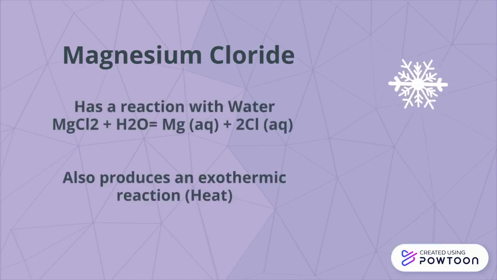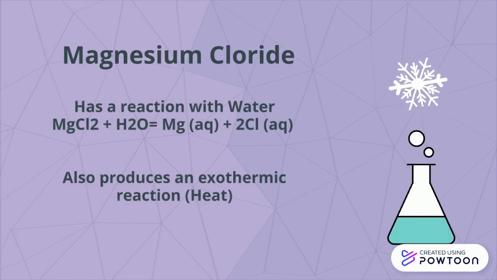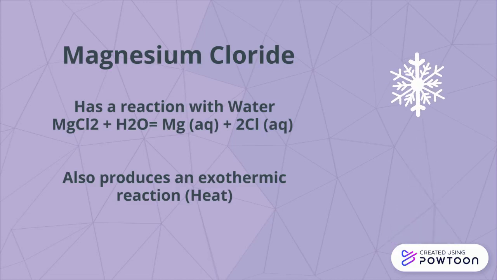Magnesium chloride has a very strong reaction with water, making it easily identifiable, as when it reacts, it not only dissolves, but creates an exothermic reaction. This is why magnesium chloride is used as road salt, as it dissolves ice and snow.